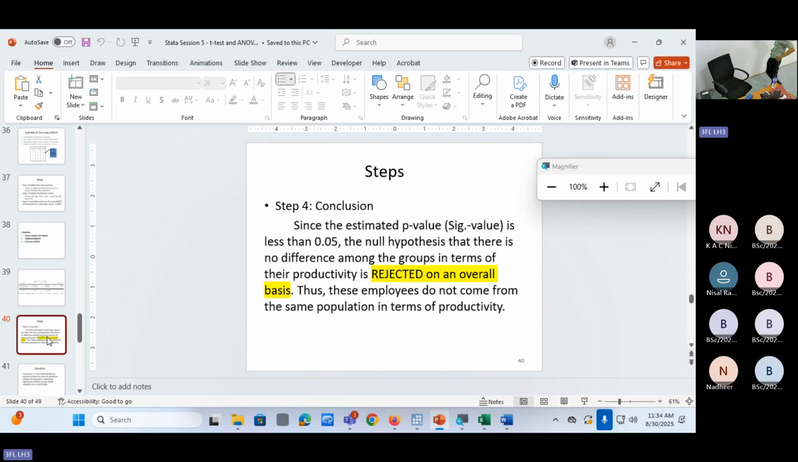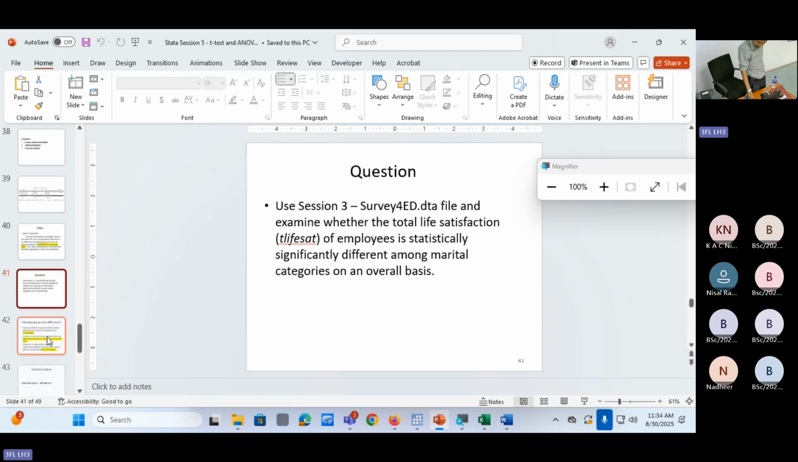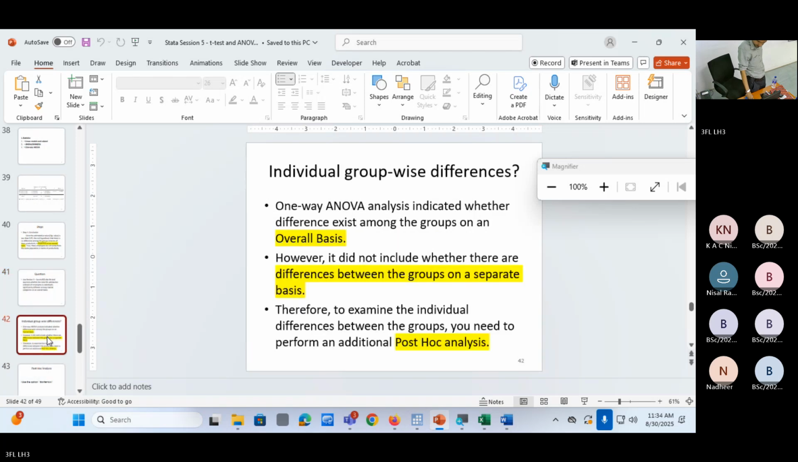That creates a problem. Now, if you want to know exactly what groups are different from what, individual group difference, there are several comparisons here. You can do three comparisons: 0 and 10, 0 and 20, then 10 and 20.